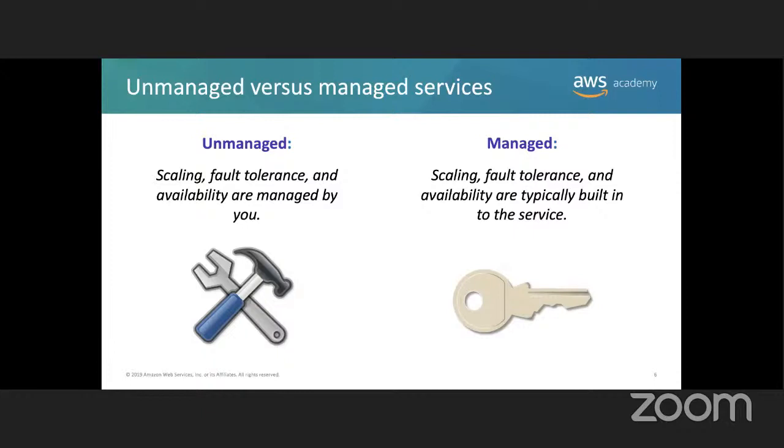Unmanaged services are typically provisioned in discrete portions as specified by the user. So you must manage how the service responds to changes in load, errors, and situations where resources become unavailable. Let's say that you launch a web server on an Amazon Elastic Compute Cloud, EC2 instance. Because an Amazon EC2 instance is an unmanaged solution, that web server will not scale to handle increased traffic load or replace unhealthy instances with healthy ones, unless you specify that you use a scaling solution such as AWS Auto Scaling, okay?